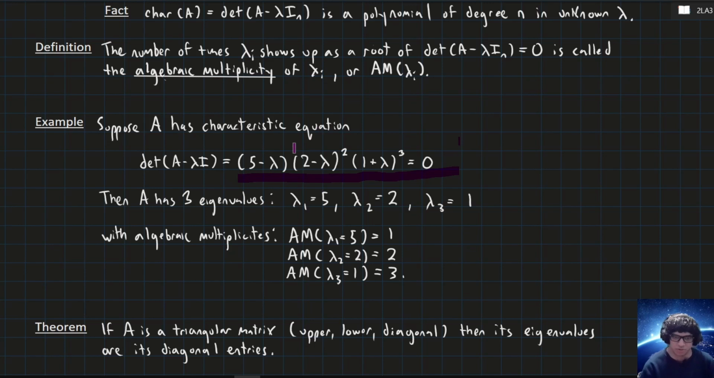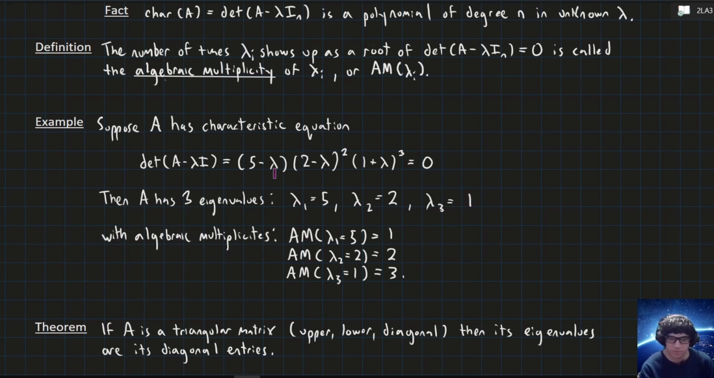Okay, so we're looking for the roots of this equation. Those will be our eigenvalues. And so what lambdas when we plug into this will make this 0? Well, it'll be 5, and it'll be 2, and it'll be -1, right? That's the typo here. It should be -1. But that's not the point. The point is, what are the algebraic multiplicities?